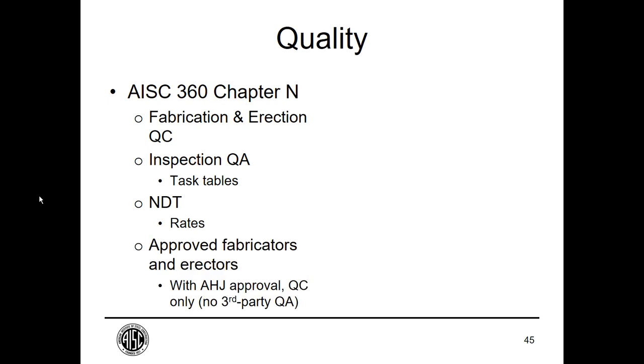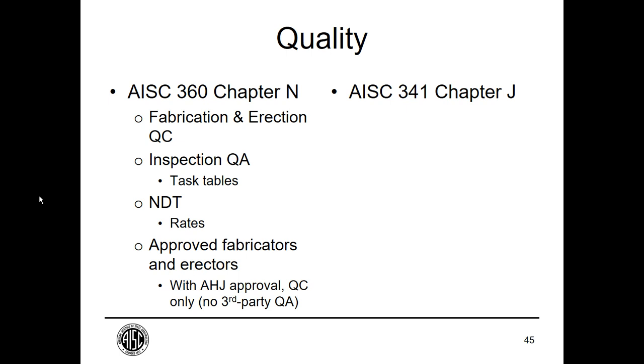And there's also a program where there can be approved fabricators and erectors. If the authority having jurisdiction approves, quality control can be done in the shop, without a third-party quality assurance inspector, in parallel with the approved fabricator's QC staff. So different jurisdictions have different approaches to this, but it is a possibility in many jurisdictions.